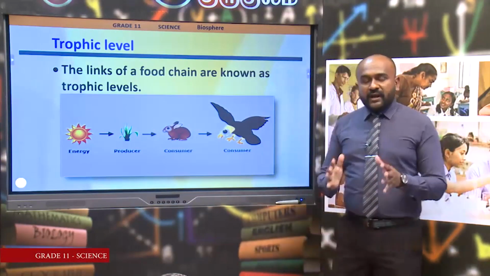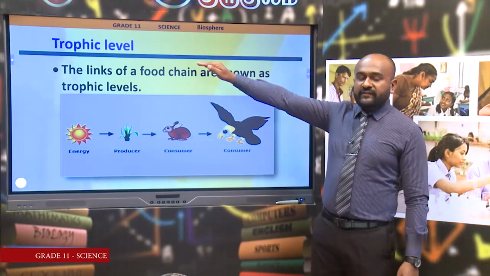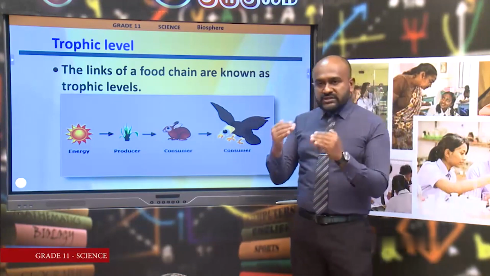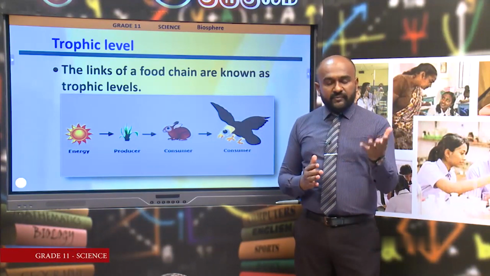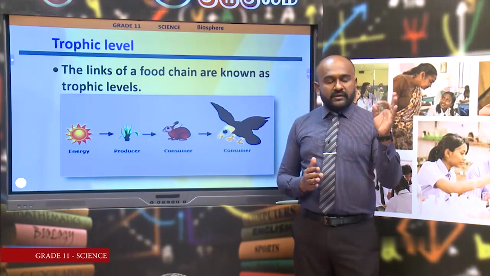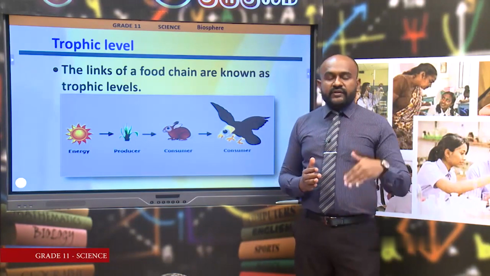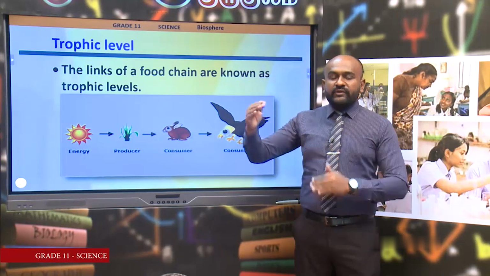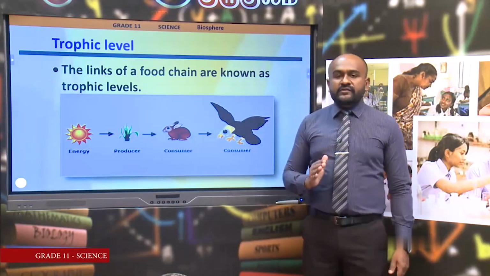So, when it comes to a food chain, the other thing that we see is the trophic level. I told you the word troph stands for food. So, the position of an organism in a food chain is the trophic level. The producer is at the first trophic level. The primary consumer is at the second trophic level. The secondary consumer is at the third trophic level. So, in that way we get the trophic levels. Each organism in a food chain occupies a trophic level.